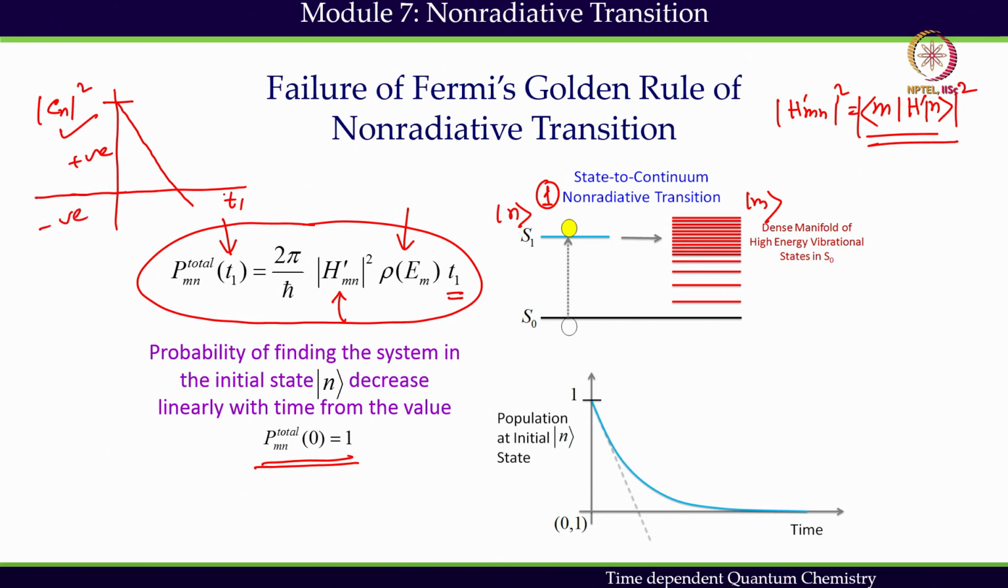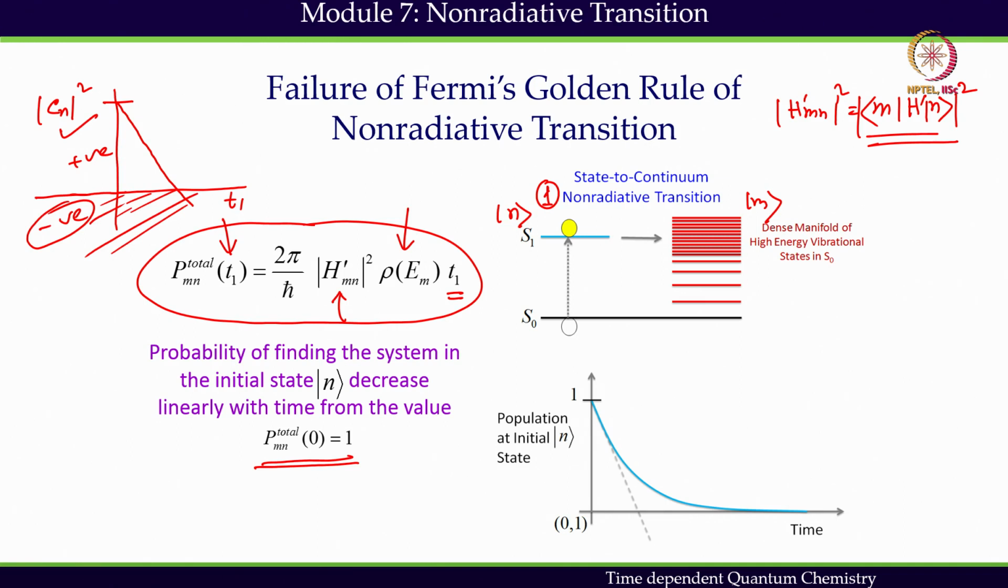So, if I wait for a longer time, if I allow the system to interact more and more, so T1 time is increasing, there will be a time when the population in that state is going to be negative, or in other words, the probability of finding the system in the initial state is going to be negative, and negative population is meaningless. This is a consequence we are getting in this regime. This is meaningless.